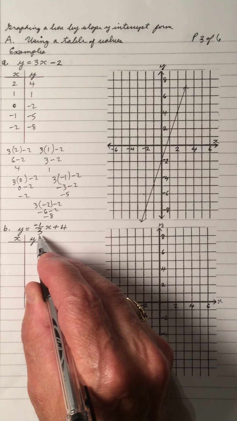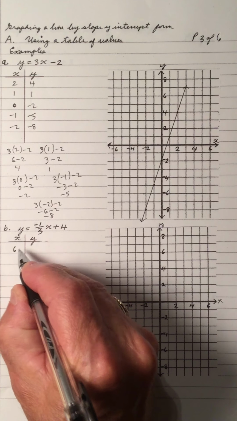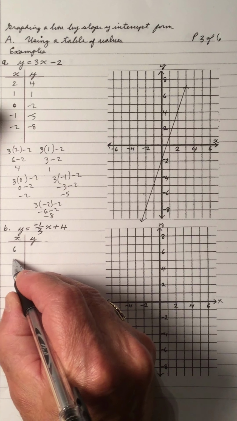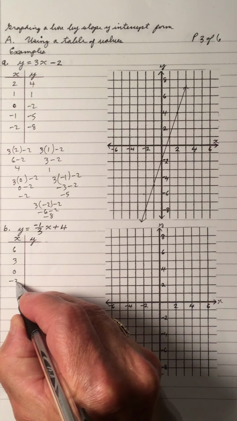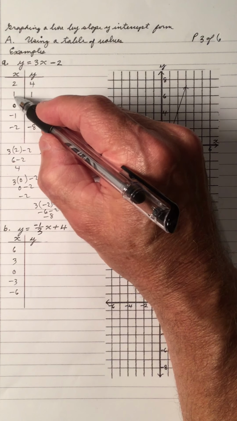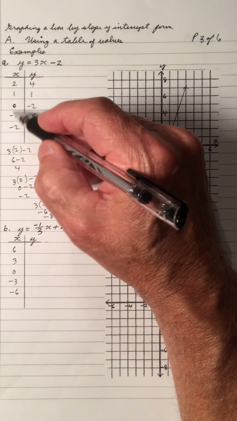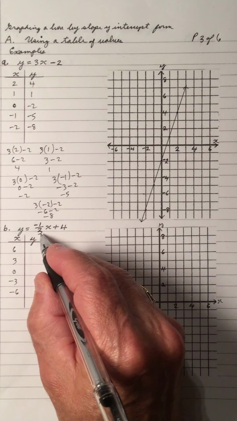B, we have the line -1/3 x plus 4, and again I have 3 denominators, so I'm going to use multiples of 3. So that gives me a 6 and a 3 times 1 is 3, 0, -3, -6. Multiples of 3. Again, take these numbers right here, multiply them all by 3, and you'll get these numbers here. And you plug these numbers in.